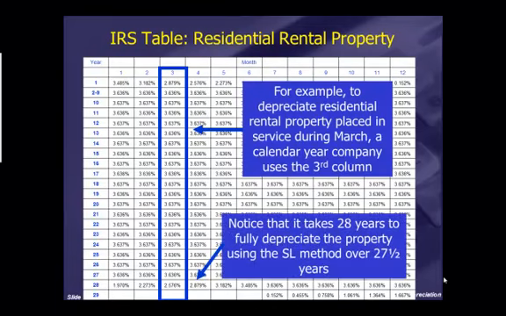Again, they're pointing out that it takes 28 years to fully depreciate a property using the straight line method over 27.5 years, because in that first year you do not have a full 12 months. You would have 9.5. So then you're going to have to go into the 28th year. All these percentages, when you add them up, should add up to a total of 100% to fully depreciate the property.